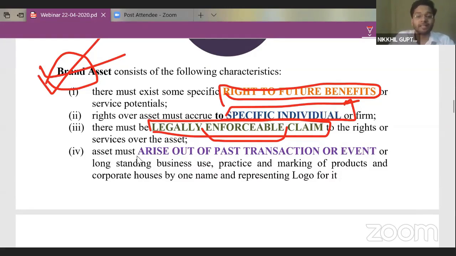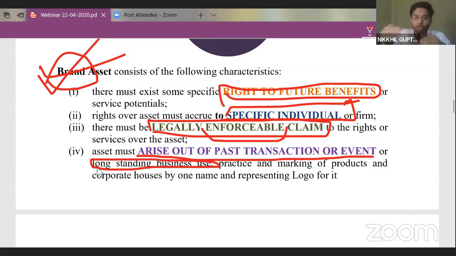Then the asset must arise out of past transactions or events. So there have to be certain past transactions or certain events in the past, like a long standing business. So if you are doing business for a very long time and you have slowly been able to develop your brand over a period of time, then guys, you definitely stand a chance of recognizing the brand as your asset in your books of accounts. So it arises out of past transactions or events, or long standing business use, practice, and marking of products and corporate houses by one name and representing a logo for it.